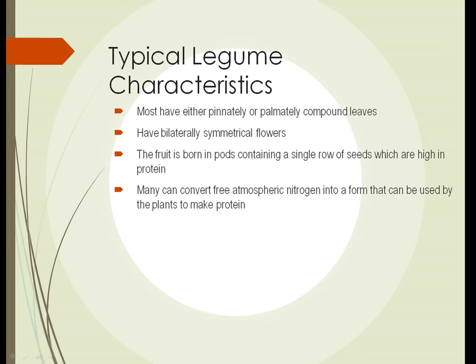The legumes have typical characteristics. If you see these characteristics in a plant, you can be almost certain that you're looking at a legume. They have either pinnately or palmately compound leaves, most of them. They have bilaterally symmetrical flowers. We'll take a look at that in a minute. The fruit of a legume is borne in pods, and the pods contain a single row of seeds. The seeds happen to be high in protein. And many legumes have the ability to convert free atmospheric nitrogen into a form that can be used by plants to make proteins. We'll also take a little closer look at that.